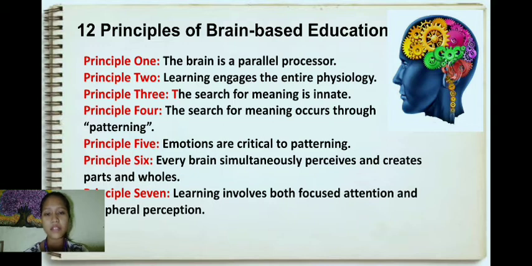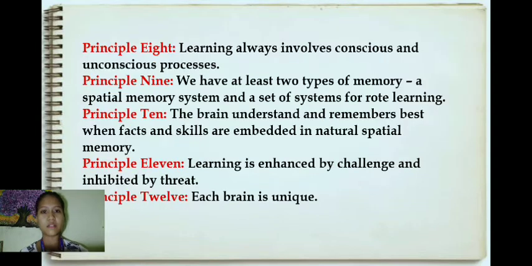Principle 7, learning involves both focused attention and peripheral perception. Principle 8, learning always involves conscious and unconscious processes. Principle 9, we have at least two types of memory: a spatial memory system and a set of systems for rote learning. Principle 10, the brain understands and remembers best when facts and skills are embedded in natural spatial memory. Principle 11, learning is enhanced by challenge and inhibited by threat. And lastly, Principle 12, each brain is unique.